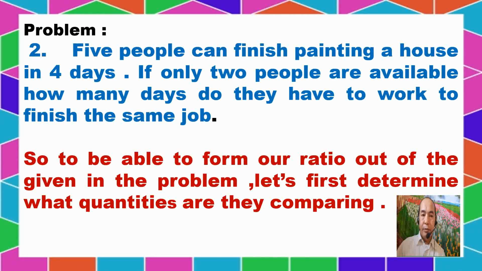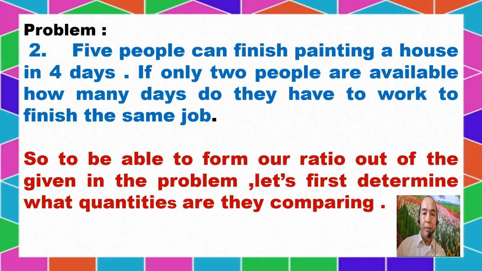Okay, let us now solve the second problem, and we will again identify what kind of proportion we are dealing with. Okay, problem number 2. 5 people can finish painting a house in 4 days. If only 2 people are available, how many days do they have to work to finish the job? So this is now the problem that we are going to solve.